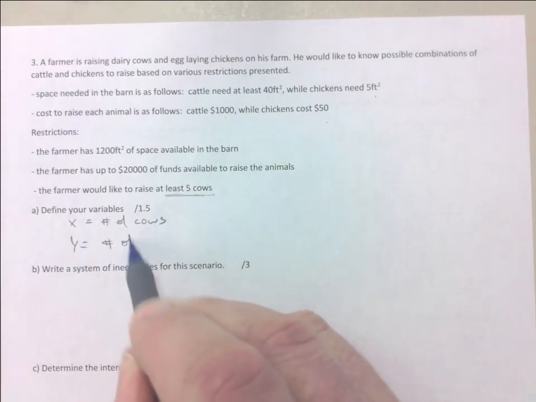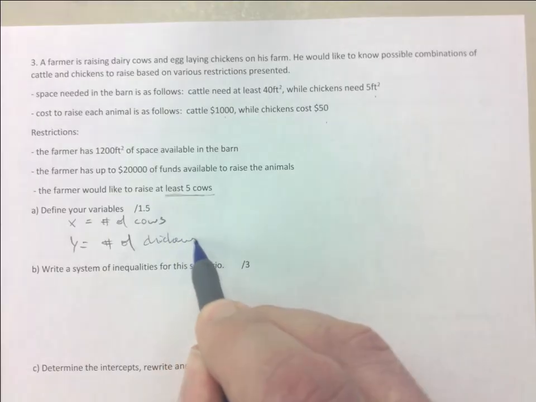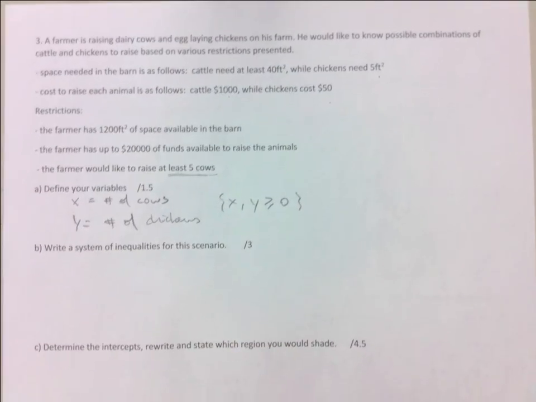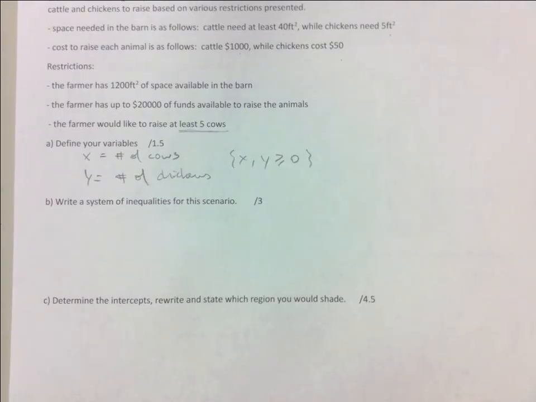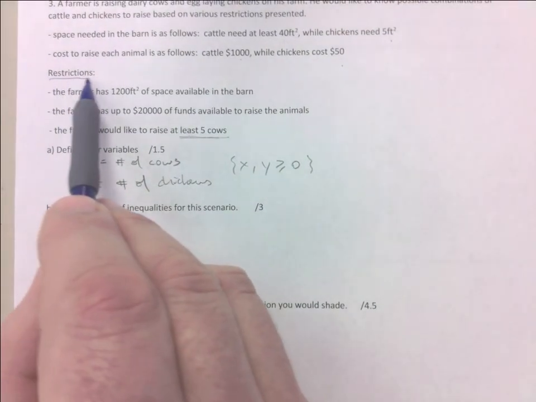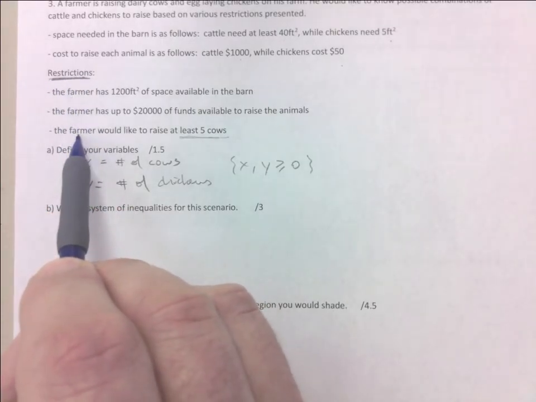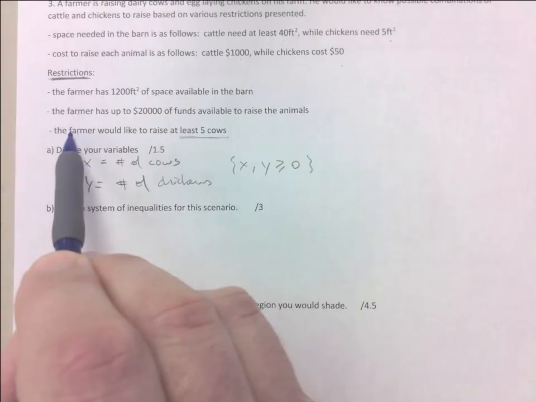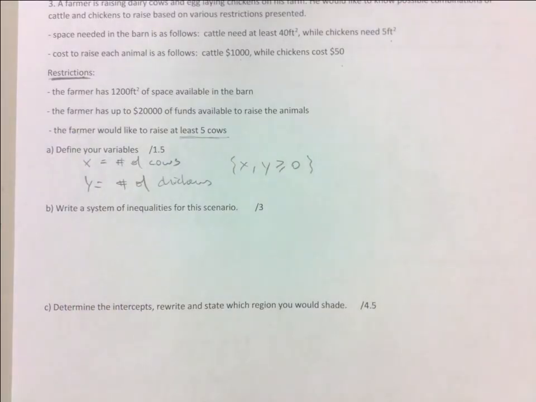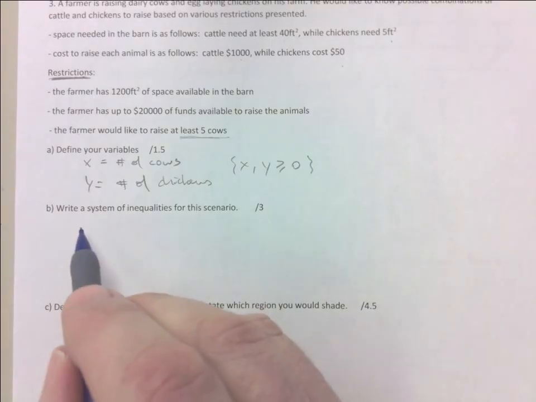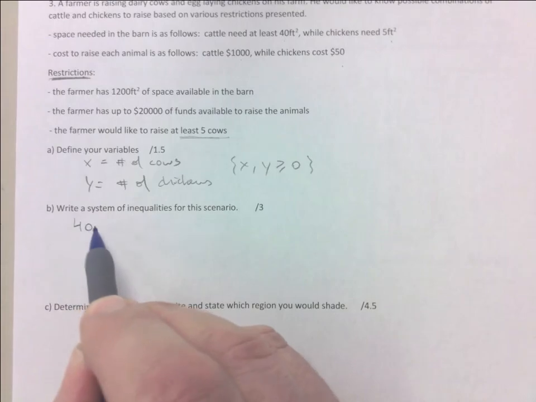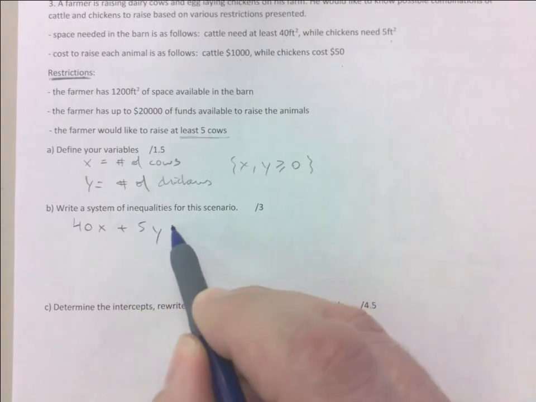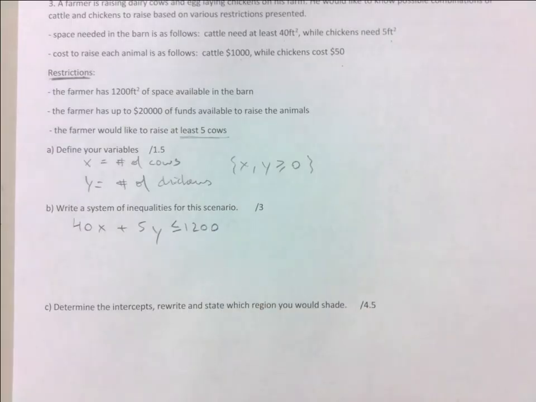Y is the number of chickens. X and Y is greater than or equal to 0. I can't have negative cows or chickens. That would be a problem, right? So write the inequality. I will try on the test to actually write the restrictions like this, which kind of gives it away that you have 3 inequalities that you need to write. Because each inequality restricts the solution region further, okay? 1,200 square feet of space, so I'm going to go 40 square feet for a cow and 5 for a chicken. That has to be less than or equal to 1,200 square feet.